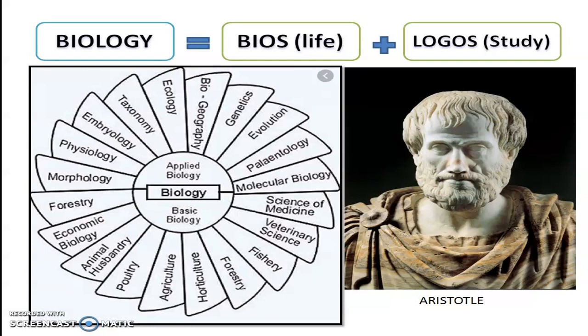Biology is a Greek word. It is composed of two words, bios and logos. Bios means life and logos means study. From now on, you should learn that everything which has a suffix called logy will become study. For example, morphology means the study of morphs, means forms. Embryology means study of embryos, and so on.